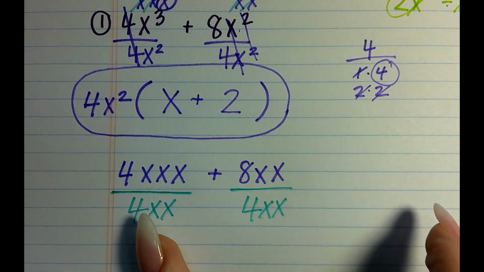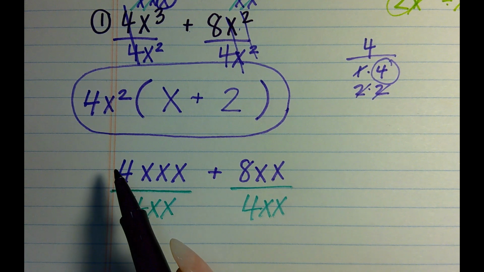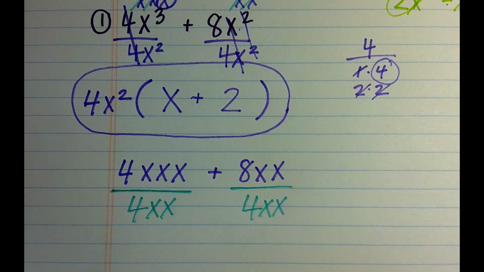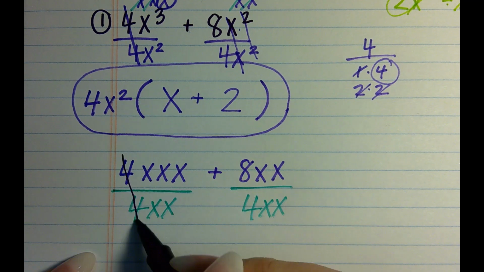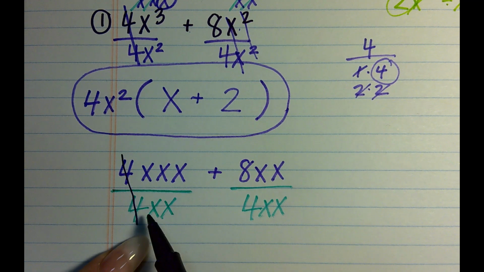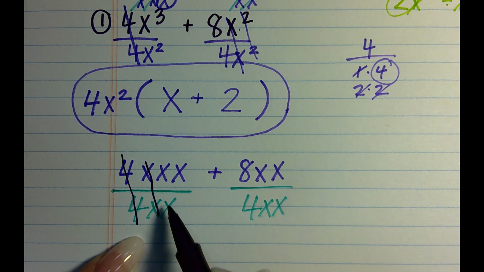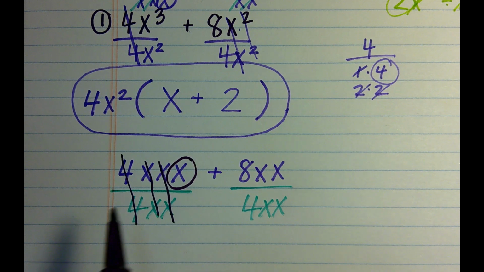Now let's look at what cancels. So if you have the same thing on top of a fraction as you do on the bottom, you can cross them off. 4 on top, 4 on bottom, cross them out. X on top, X on bottom, cross them out. X on top, X on bottom, cross them out. You're only left with an X. That's where that first X comes from.